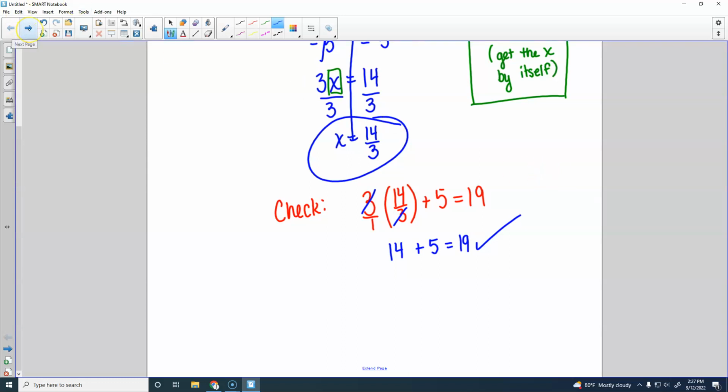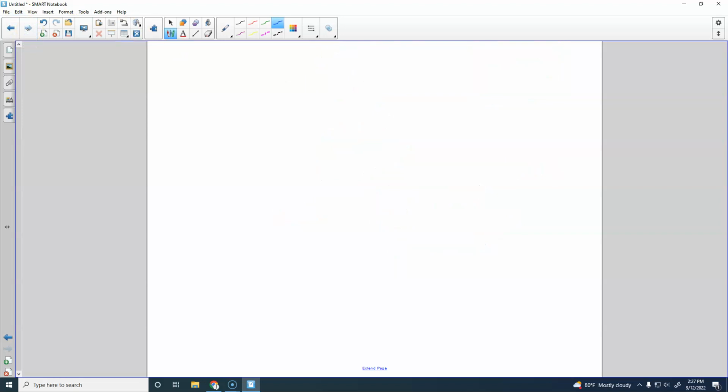All right, I'm going to do a few that are tricky for kids a lot of times, and then we'll do our assignment. So, example 2. Let's do -6 minus a equals -13.